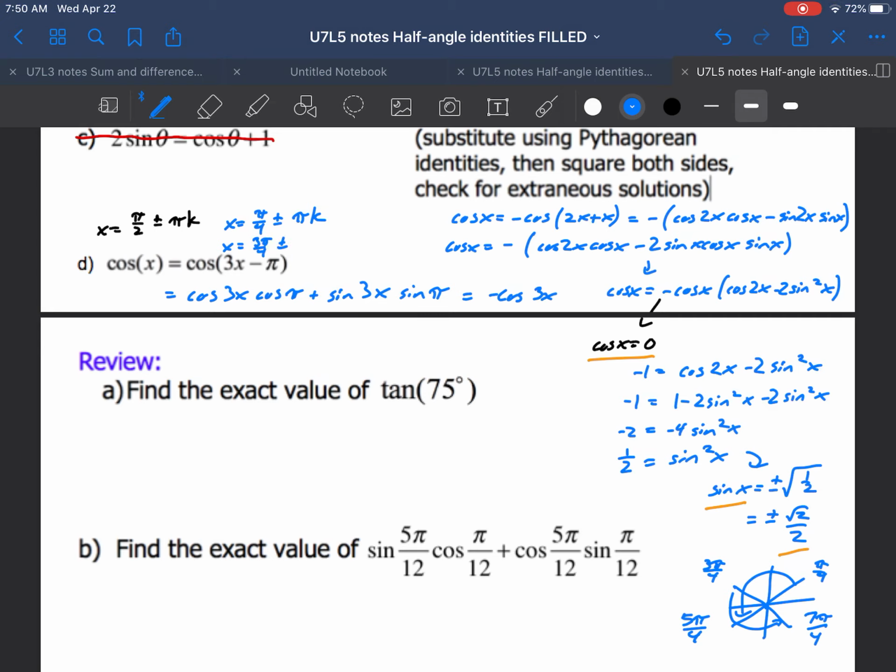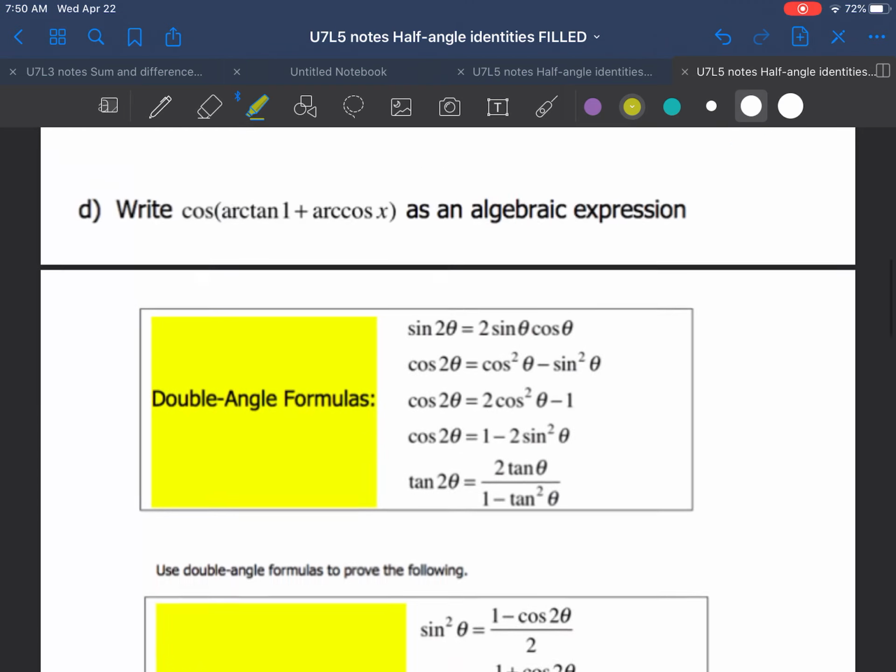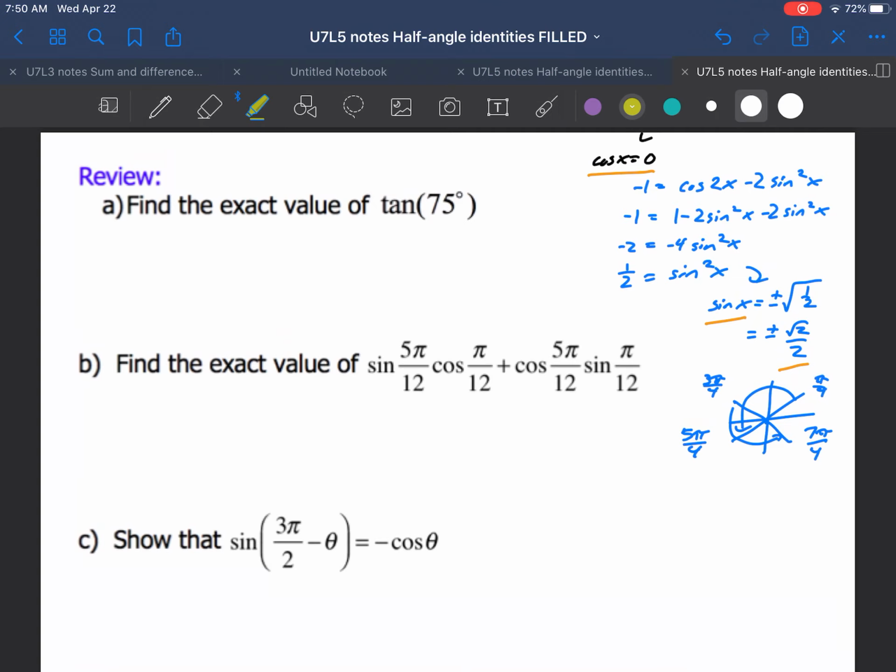X equals, so let's say 3 pi over 4 plus or minus pi k. Okay, wow. So these answers, this guy and this guy and this guy, are all the answers to that equation. Okay, I'm going to do one more page of problems here, and then I'll stop this video and make a third one. Let me see. I think maybe I need a calculator for this, maybe not.